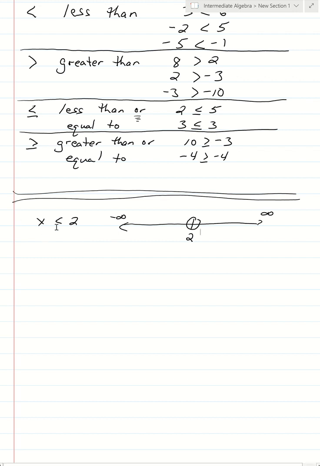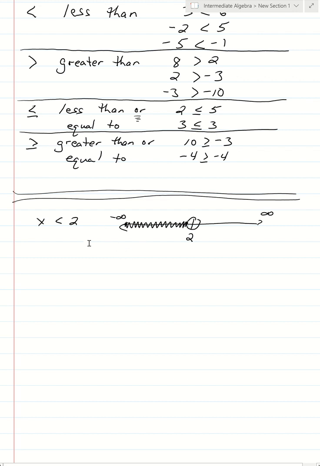Now, as far as the numbers that are less than 2, well, we have either the left side or the right side of the number 2. And we should know from past experiences that numbers that are less than 2 would fall here on the left side of the number line. So this is how we would represent the shading, okay? This shaded part of the number line represents all the numbers that x could possibly be, okay?